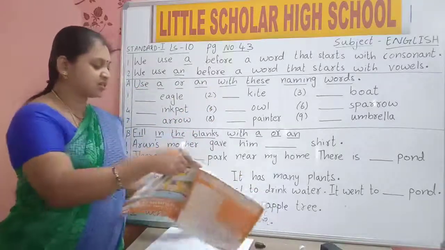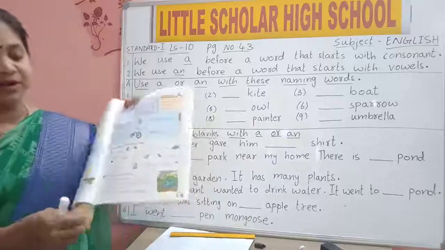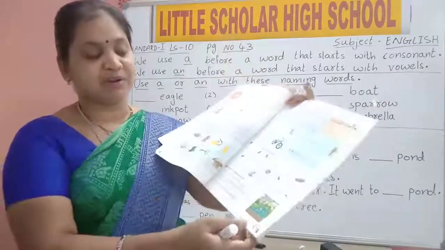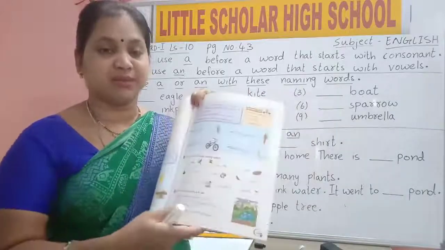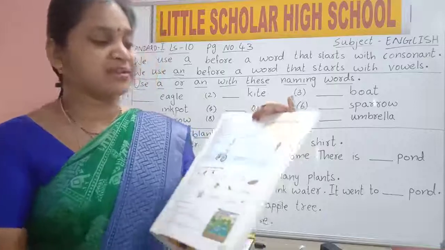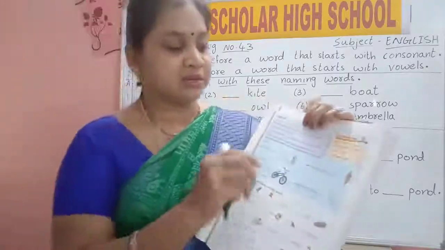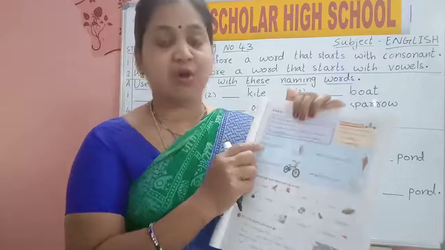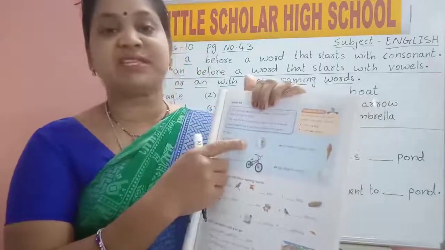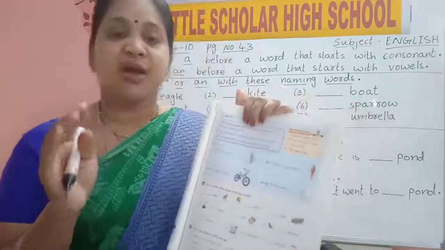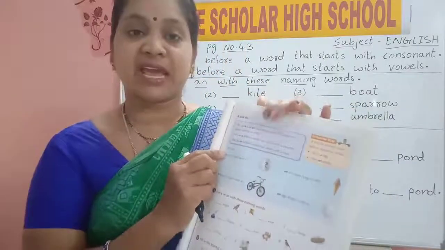Now, take your grammar textbook, page number 43. English grammar textbook, page number 43. You will do along with me. Yes, copy it along with me. Now you can see here: A coin. Why are we saying A coin? Because it begins with C. C is not a vowel. C is a consonant. So we use A coin.